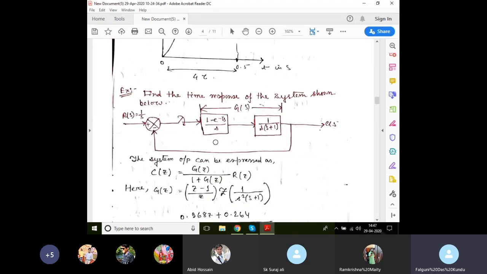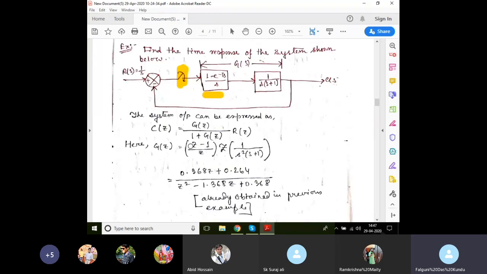In the next example, we have to find out the time response of the system shown below. Here R(s) is 1 by S, there is a sampler E star S, a zero order hold, and the plant is 1 by S into S plus 1. Similar to the previous example, we have to find out C(z), then G(z), which is nothing but (Z minus 1) by Z, Z transform of 1 by S square into S plus 1.